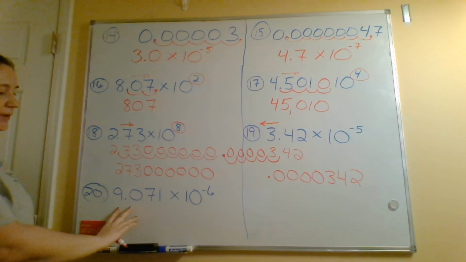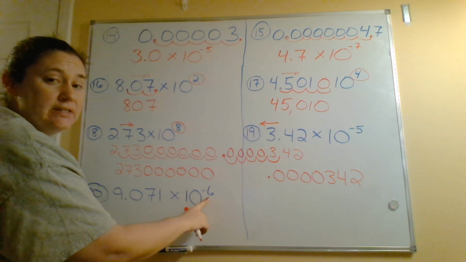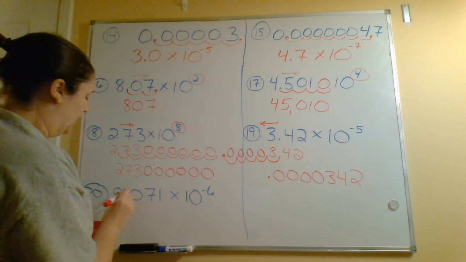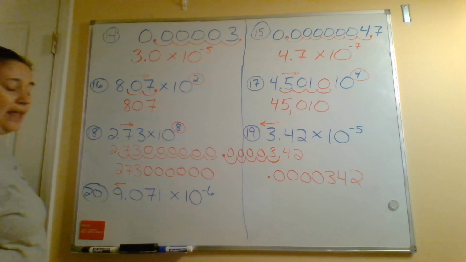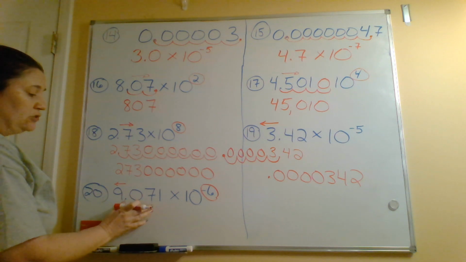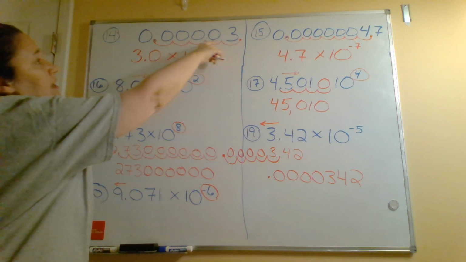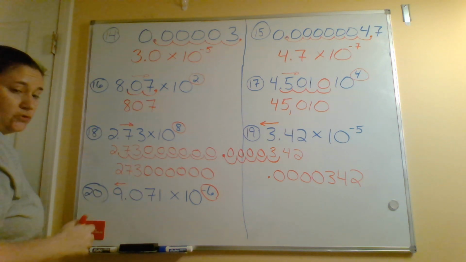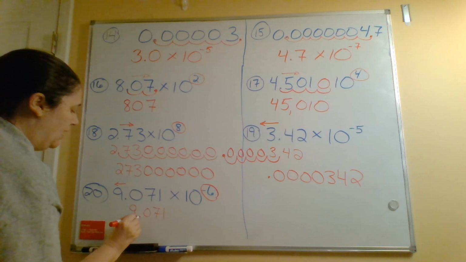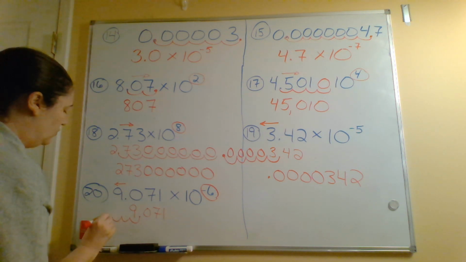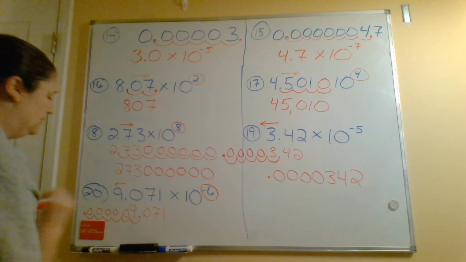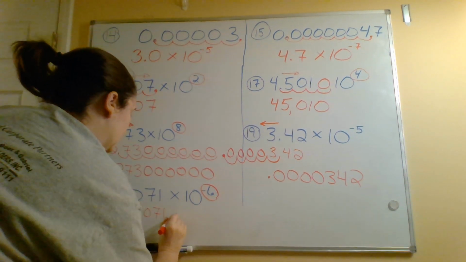Last one, 9.071 times 10 to the -6th power. Remember what I said about negative exponents. We have to move the decimal point to the left, and we're going to move it to the left 6 times. We want this number to be an itty-bitty, tiny little decimal like this, so the decimal point needs to move to the left. So let me rewrite it, 9.071, and count to 6 with me. 1, 2, 3, 4, 5, 6. There it is. I'm just going to rewrite it so that it's nice and neat.